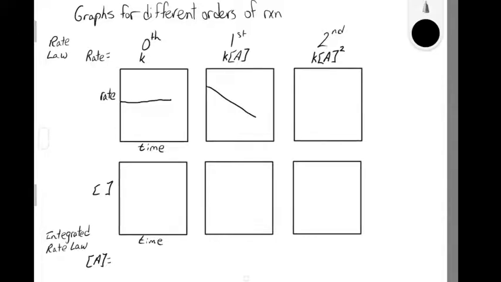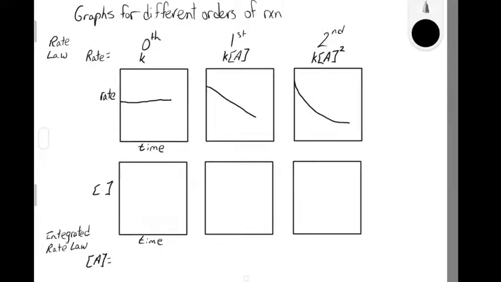For a second order reaction, rate is equal to k times the concentration squared, and that means that as the reaction proceeds, the concentration gets used up, and as concentration is used up, it has an exponential effect on the rate.